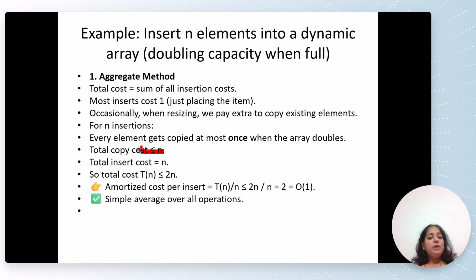So the total copy cost is less than or equal to n. Total insertions is n, so the total cost becomes less than or equal to 2n. So the amortized cost per insert will be T(n) divided by n, which is 2n over n, which is 2, and 2 is a constant number, so it becomes big O of 1. So it is the simple average for all the operations. The aggregate method takes the average of all the operations.